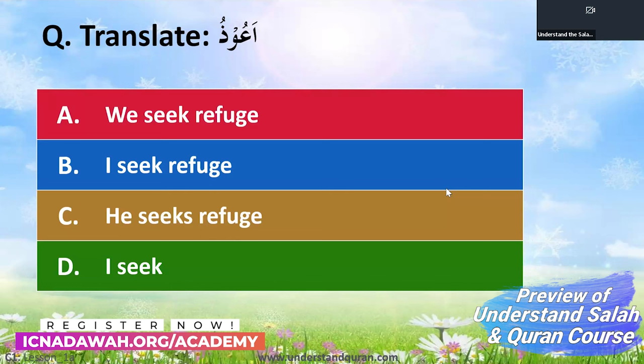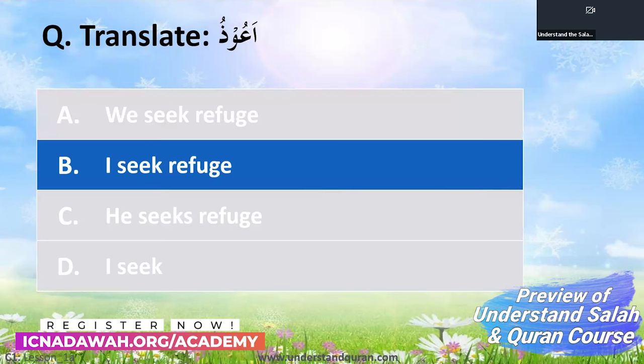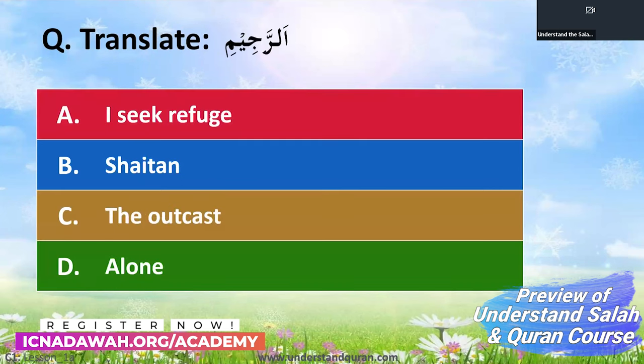Okay, mashallah, you're all alive and kicking there. That's great. Alhamdulillah, only four people got it wrong. A'udhu is not we seek refuge, it is I seek refuge. A is I. A'udhu, I seek refuge. In fact, I kind of emphasize on A and I. So it is I seek refuge, not we seek refuge.